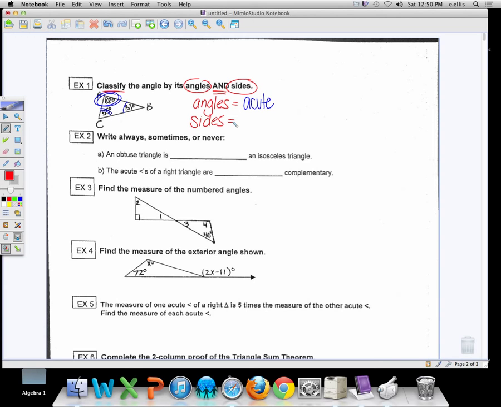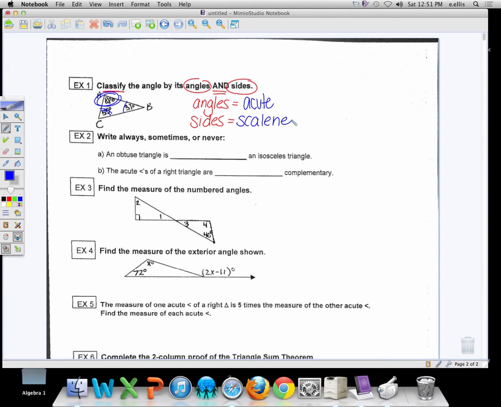Well, then we also need to classify this by sides. If all 3 corners are different sizes, well then all 3 sides will also be different sizes. Okay, so that kind of goes together. All 3 are different, well then all 3 sides are different, which means that the best classification here is going to be scalene. All 3 sides are different lengths.